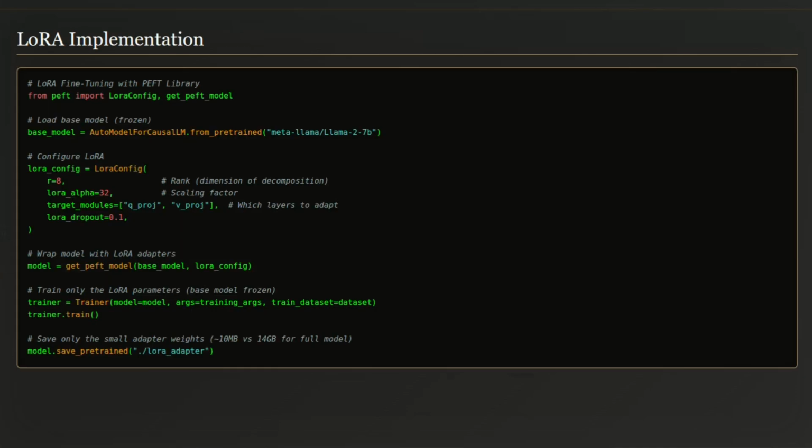Here's how you implement LoRA with the PEFT library from Hugging Face. You specify the rank, how many dimensions in your low-rank matrices, and which parts of the model to adapt. Training is identical to full fine-tuning, but you're only updating a tiny fraction of parameters.